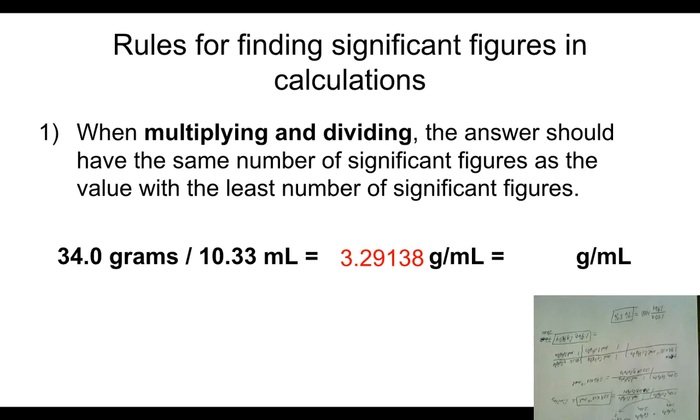10.33, that's 4 significant figures. So you've got to go by the least number of significant figures, which is what? It's 3. 34.0 only has 3. So we're going to round this off to 3 significant figures. So we're going to look at 3.29, and we're going to look at the digit just past it, the 4th digit, and it's a 1. So if it's below 5, what do we do? We keep the number the same. If it's above 5, we're going to go ahead and round up. So this number should be rounded to 3.29. That gives you 3 significant figures, which matches what is in your answer.